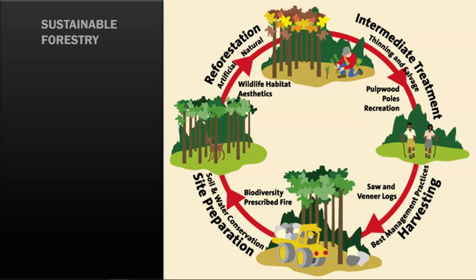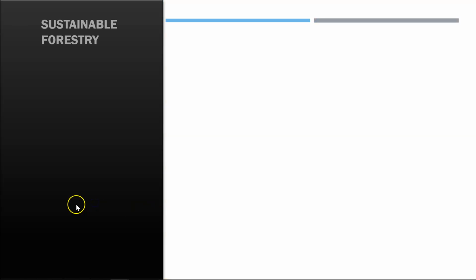Sustainable forestry is using trees for lumber in a way that minimizes damage to ecosystems. So this would be things that minimize habitat destruction, minimize soil erosion, and there's several ways you can do this. So we see the different parts of sustainable forestry: reforestation, planting trees, maintaining biodiversity with prescribed fires.